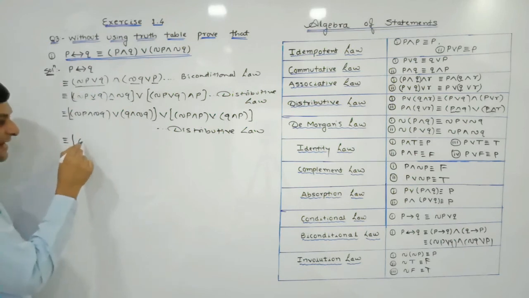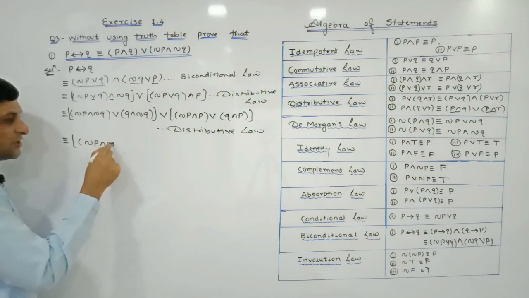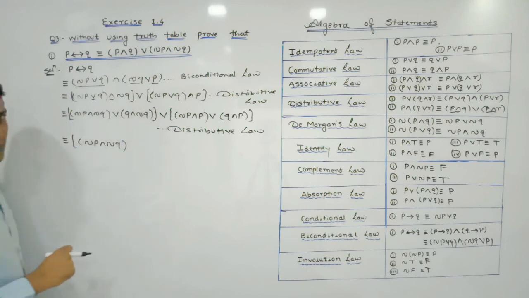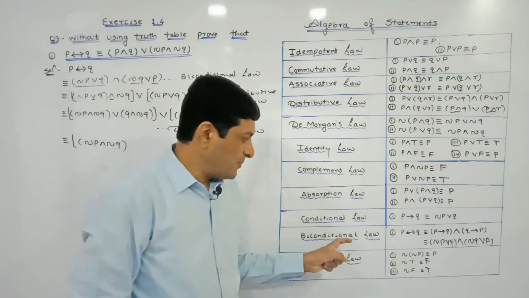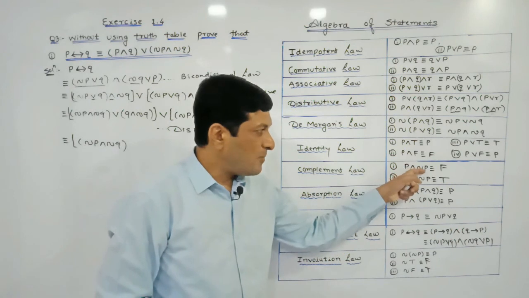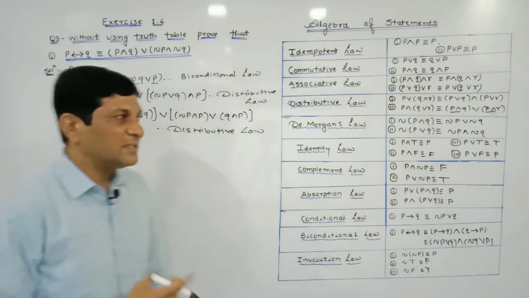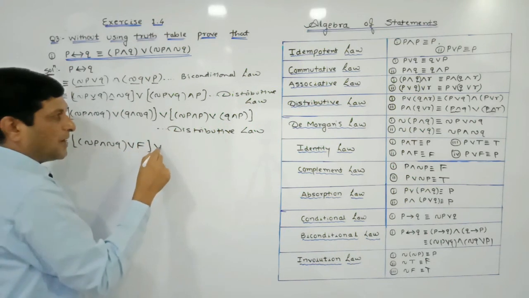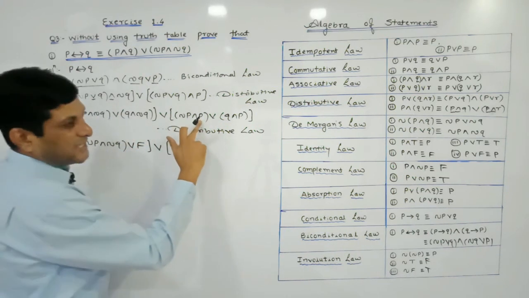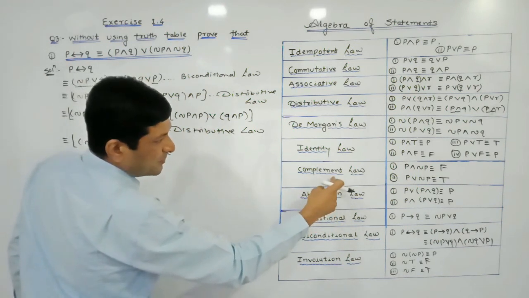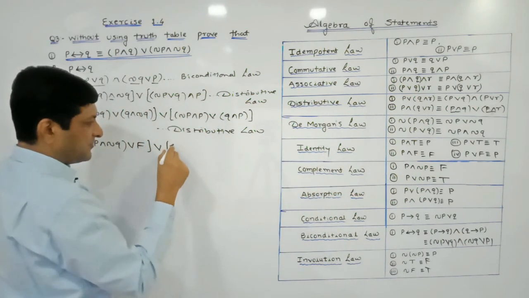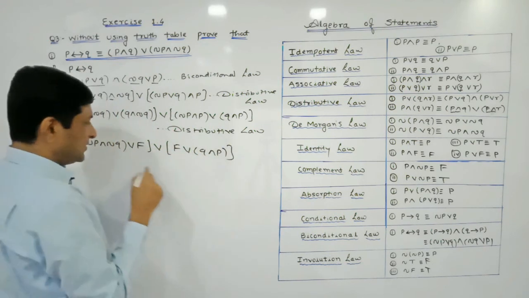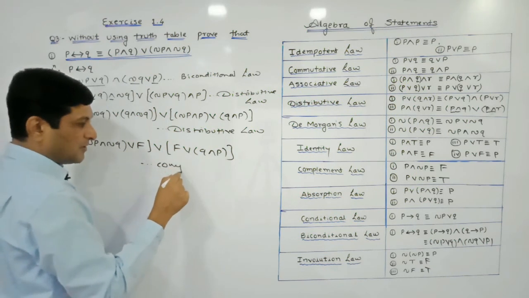Now keep this first bracket, negation P and negation Q, as it is because we will require it in our result. So Q and negation Q. Observe the complement law. According to the complement law, P and negation P is F. In the same way, Q and negation Q will be equal to F. Or keep it as it is here also, P and negation P. Again, according to the complement law, P and negation P is F. F or Q and P. So here we have applied the complement law.